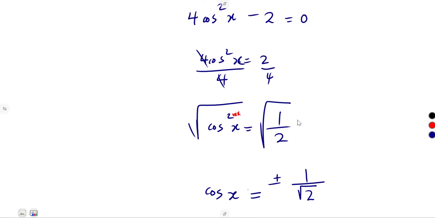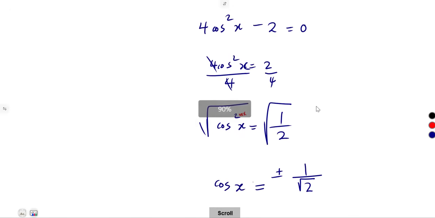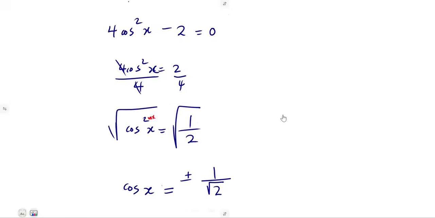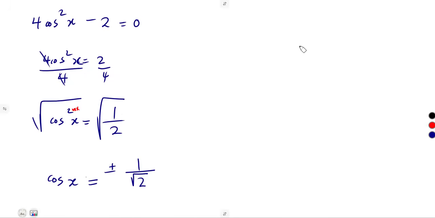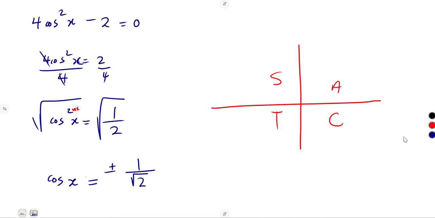Trigonometric equations. Remember the reference angle concept, because cos can be positive or negative. Remember I talked about this from the CAST diagram. Cos is positive in these two quadrants, for All and for Cos. It is negative where there's a sine and a tan, in these two quadrants. So those are the quadrants that we are going to consider to find our solutions.